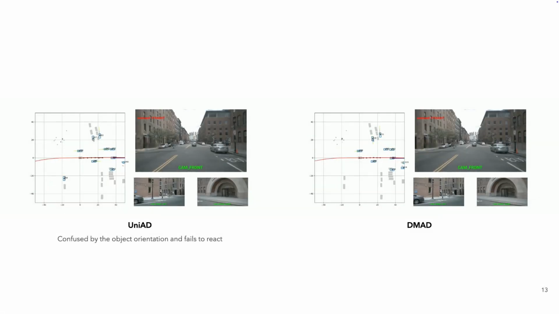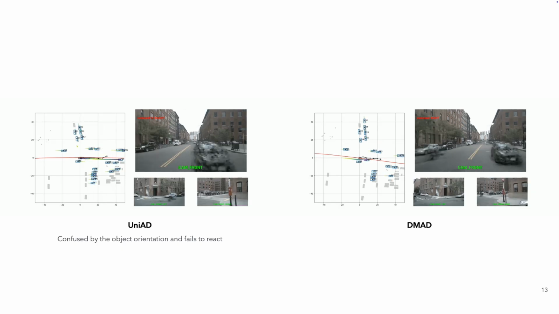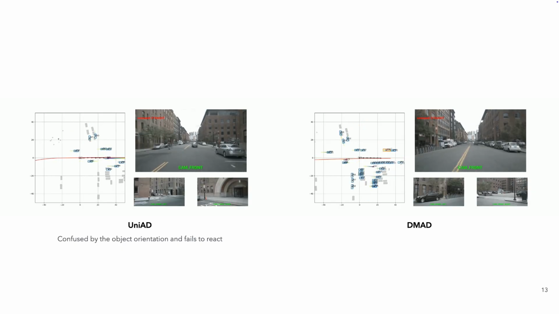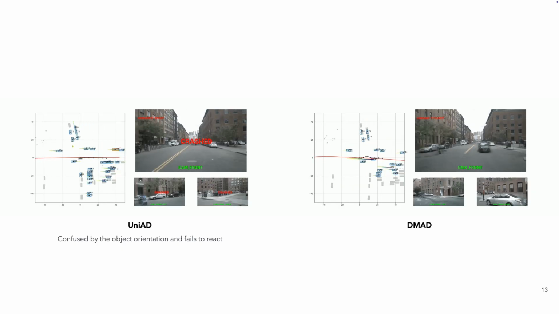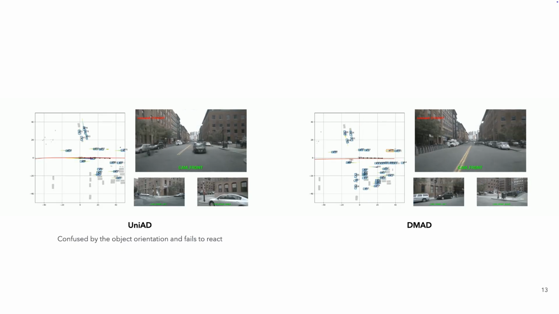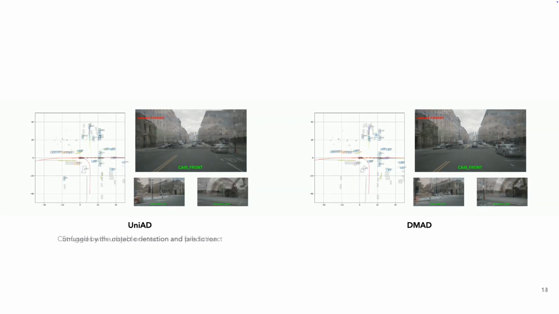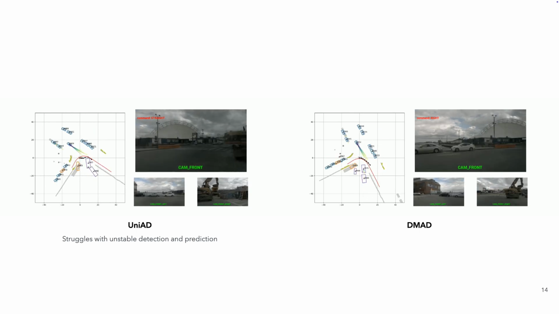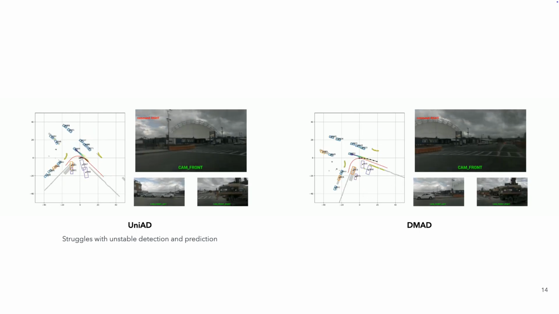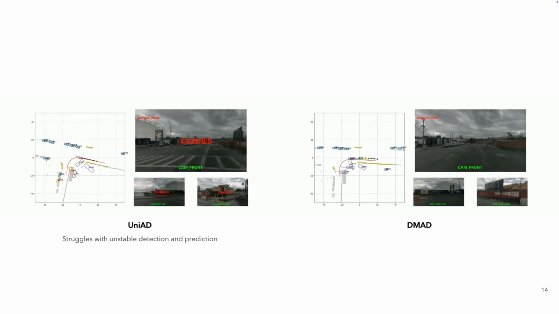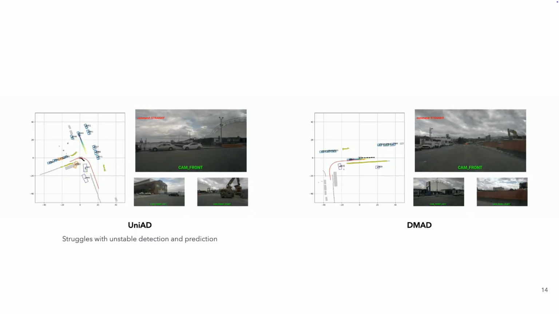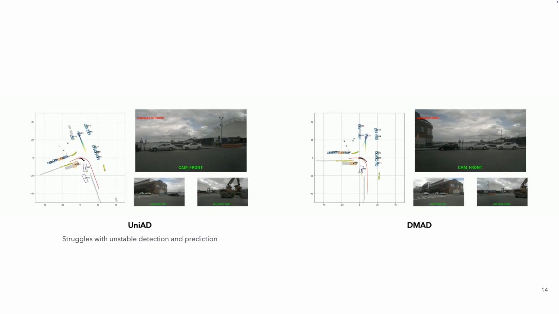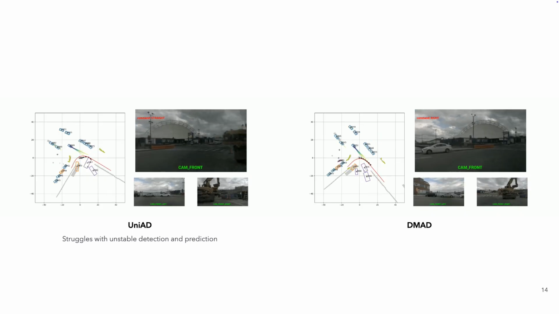Let's revisit the failure cases. On the right is our method, DMAD. Here, DMAD successfully detects and predicts the oncoming object, safely avoiding the collision. In the second scenario, DMAD demonstrates robust detection of both the side vehicle and the construction vehicle, resulting in smoother planning and no collision.